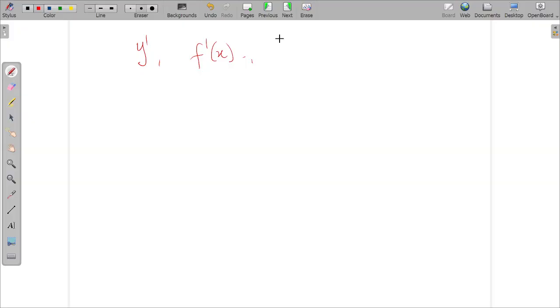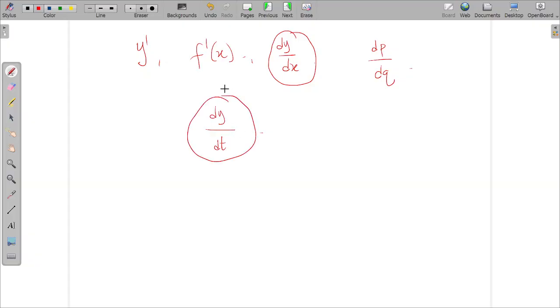Or we say dy over dx. Of course, you know it's not always going to be dy over dx all the time. You can have dp over dq. You can have dy over dt. But they are still first order. All of them are still first order derivatives. That is what we call first derivative or first order derivative.